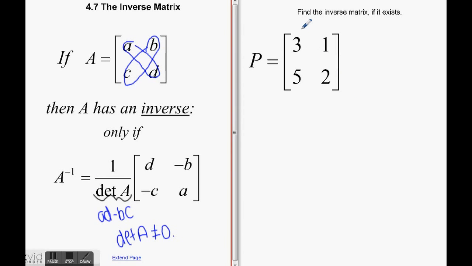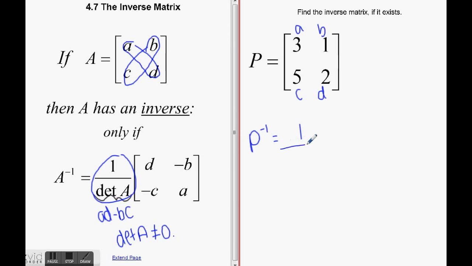Let's look at our first example. I'm going to first label the elements of my matrix a, b, c, and d, and I'm asked to find the inverse matrix. I'm going to indicate the inverse by using a -1 as my exponent to find P inverse. According to my formula, the first thing I want to do is 1 divided by the determinant of my original matrix. So that's going to look like 3 times 2, which is 6, subtracted from 1 times 5, which is 5.